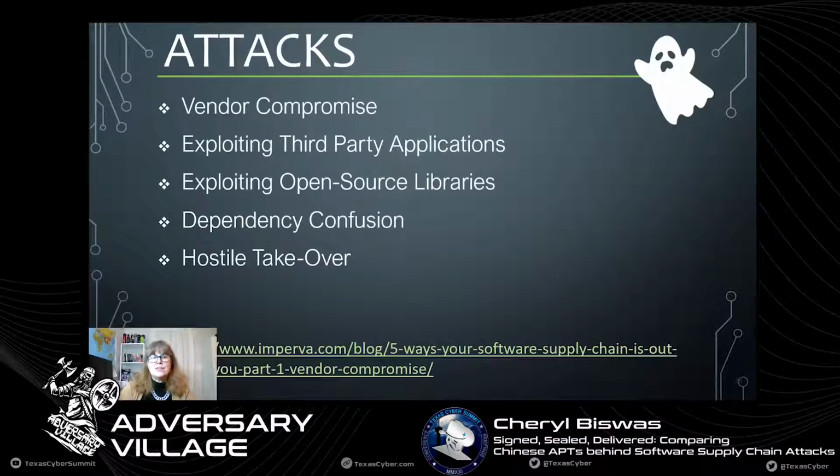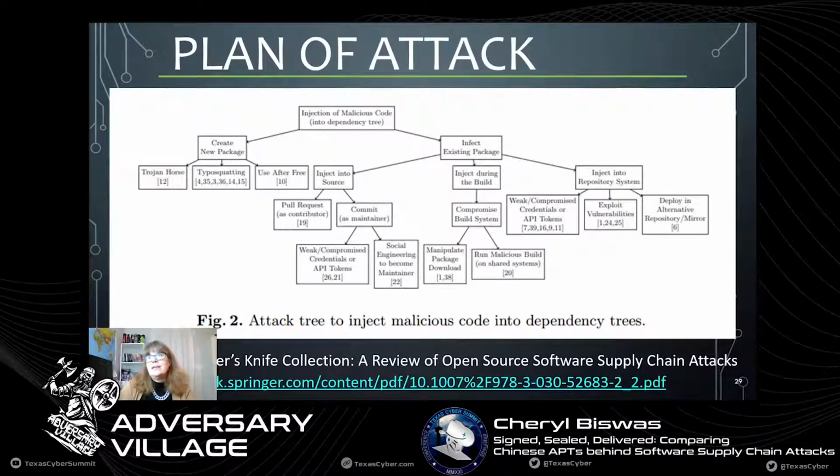So, here's a lesson about abuse of trust: the assumption that the software supply chain is trustworthy and that anyone can create or contribute without a formal vetting process. Now, this is a good schematic for a plan of attack. We start by injecting malicious code into the dependency tree up at the top. From there, we can create a new package with unexpected features like Trojan horse or typo squatting, or use after free. We can infect an existing package, and from there we can spread all that malicious goodness by injecting it into the source, or into the repository system, or during the build, a la SolarWinds, where it can pwn the build system and taint package downloads.